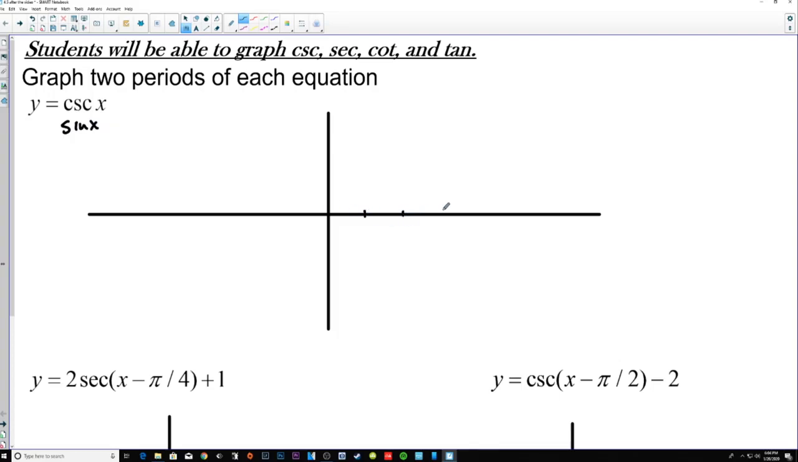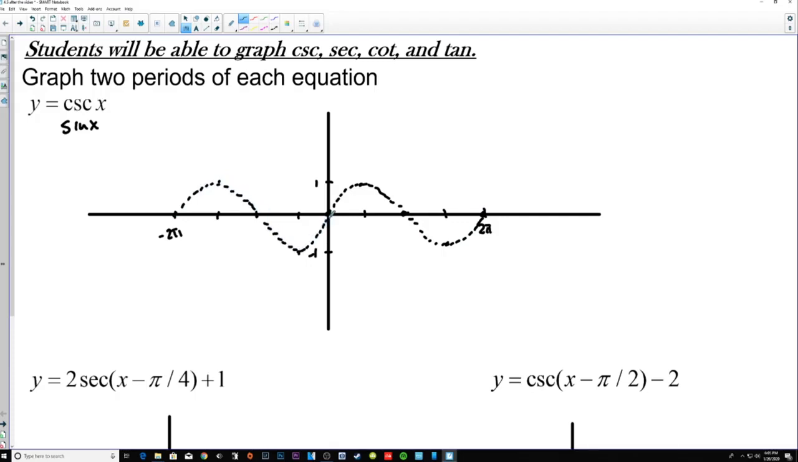1, 2, 3, 4. Here's 2 pi. And 1, 2, 3, 4. Here's negative 2 pi. So we've got an amplitude of 1, so there's 1 and negative 1. And then we're going to graph sine. So here's sine. I'll make it dotted because our final answer is not sine. Our final answer is going to be cosecant.